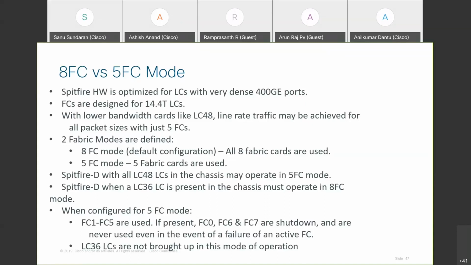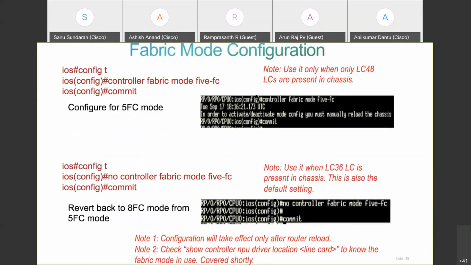So any question on this? Ashish, time check. Now this is how you change your fabric mode. We have 15 minutes left, almost, including question answer. I think we should be good.